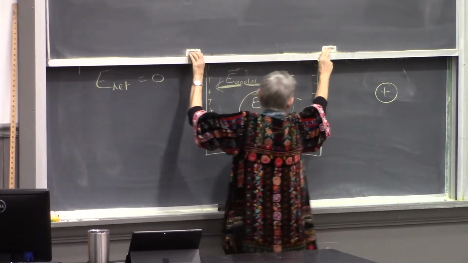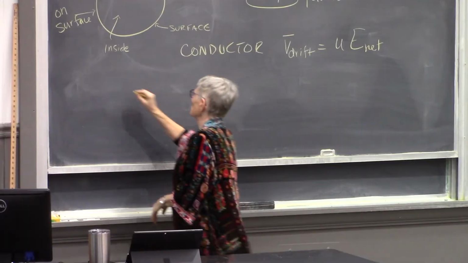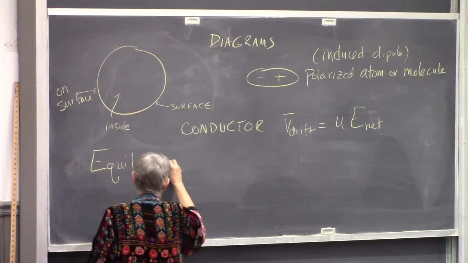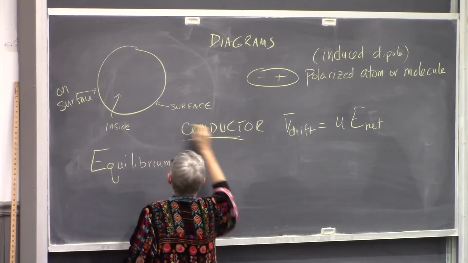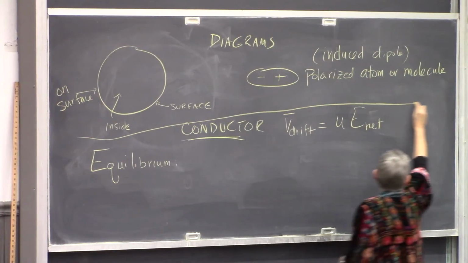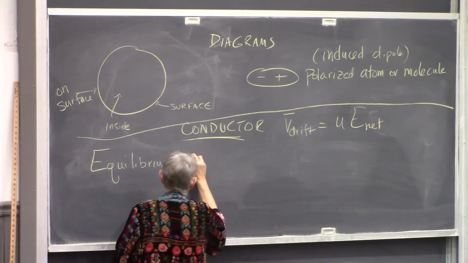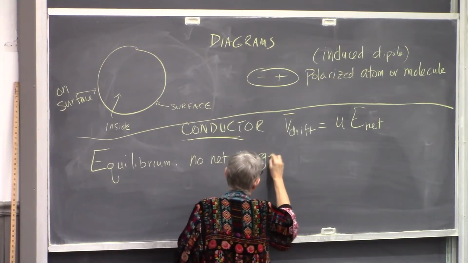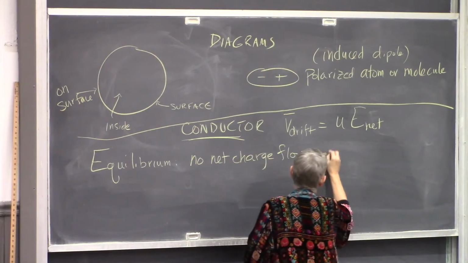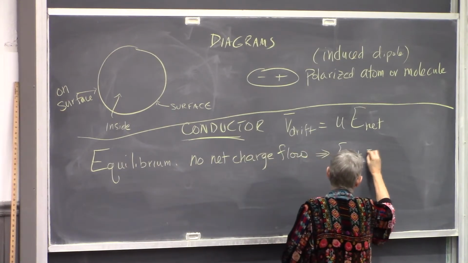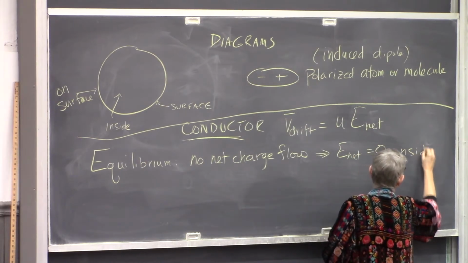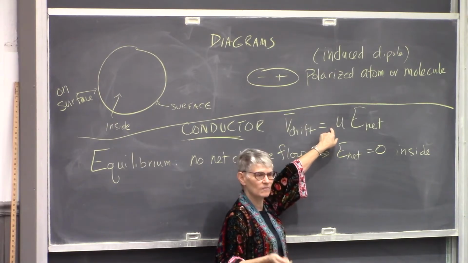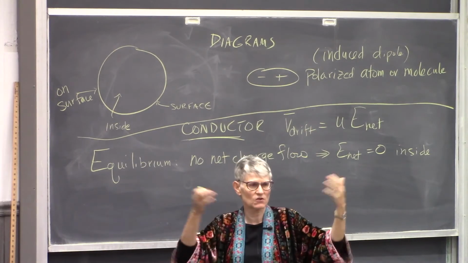So equilibrium, and now this is a conductor. No net charge flow, because E net is zero inside, so the average drift speed is zero. So this all sort of hangs together.